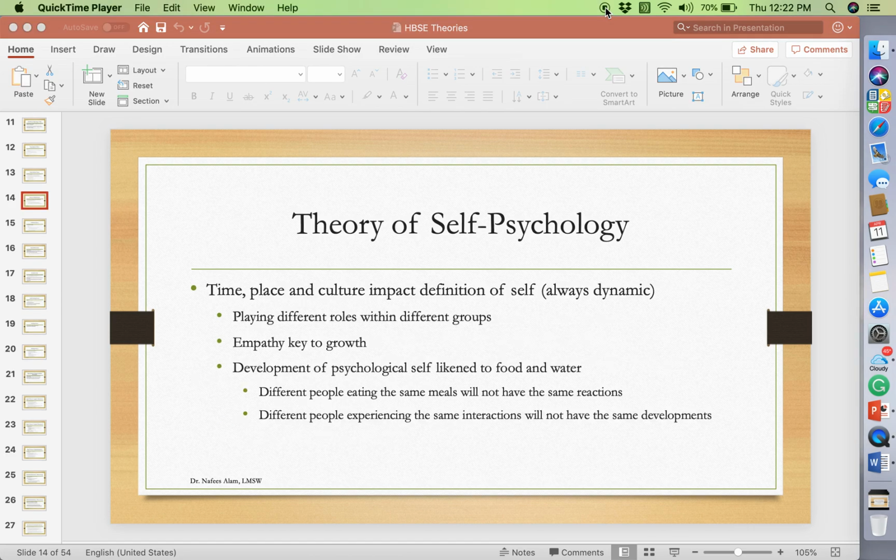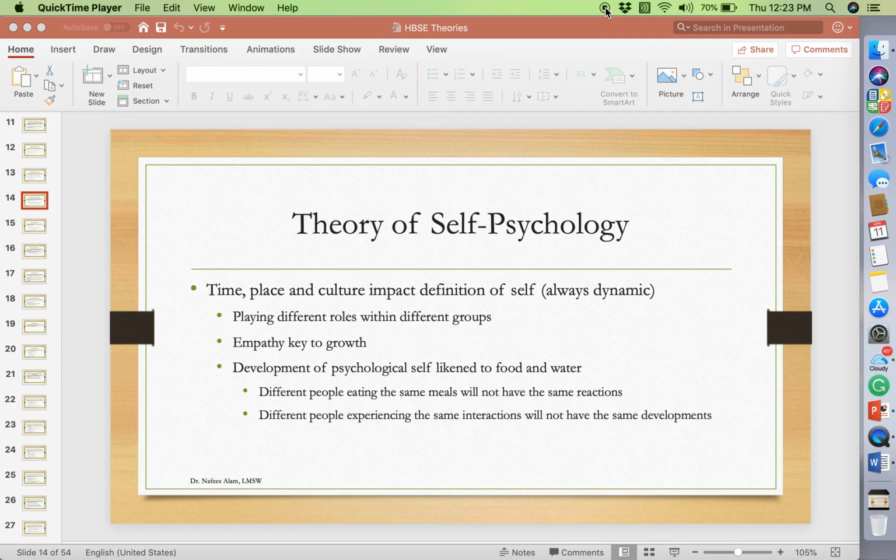The theory of self psychology sees time, place, and culture impacting the definition of self. Essentially, the self is always dynamic, always changing. You're essentially playing different roles within different groups, and self psychology sees empathy as the key to growth.